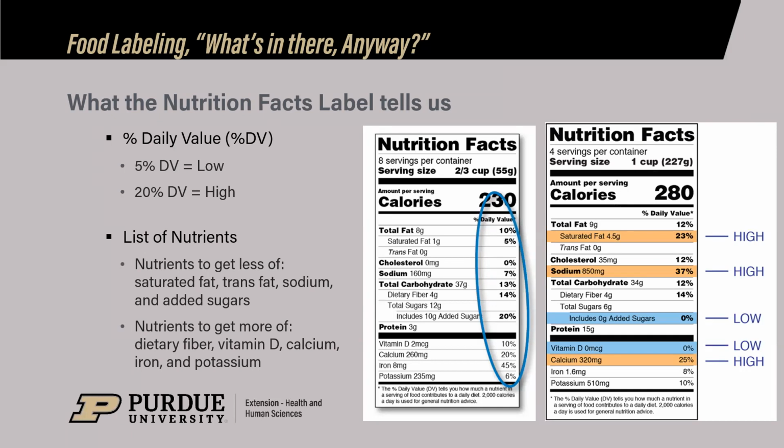And then there's also the 5-20 rule. So 5% DV, daily value, or less of a nutrient per serving is considered low, and 20% is considered high. So for things like trans fat, sugar, and sodium, we want those to be less, so close to the 5%. And for nutrients like fiber, different vitamins and minerals, we want those closer to the 20%.